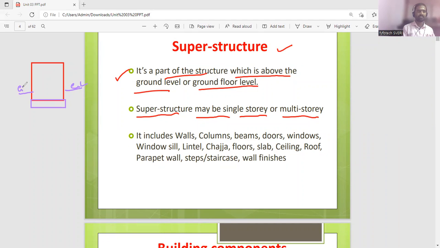How many stories does this building have? Only one story. So in superstructure, it may be one story or it may be multiple stories. Multiple stories means more than one story. Maybe 5 story, 10 story, 100 story building. So all that will come under superstructure.